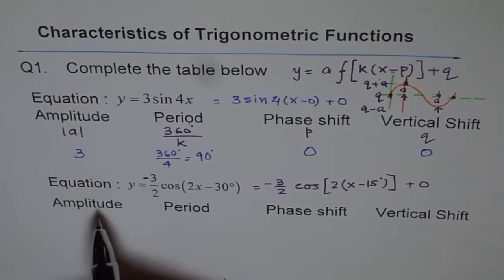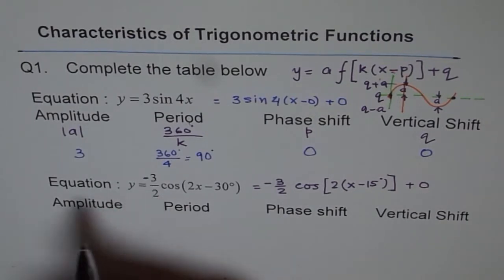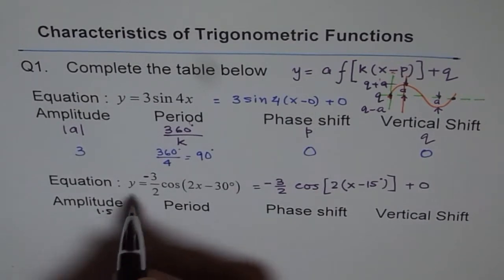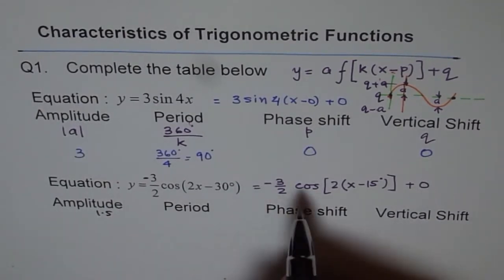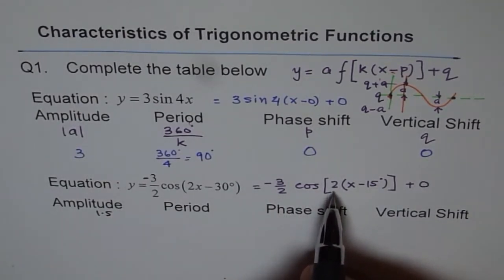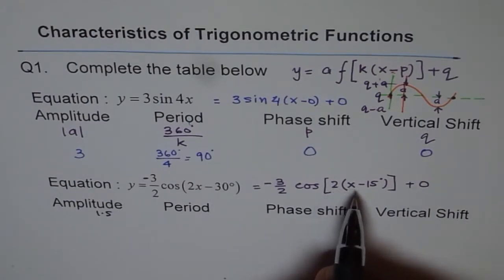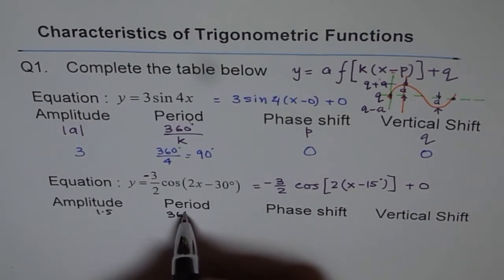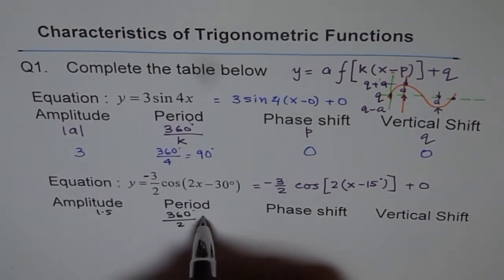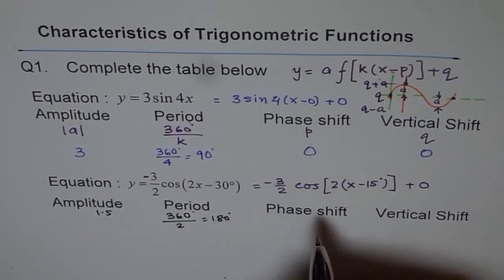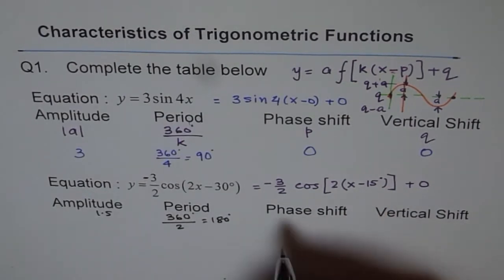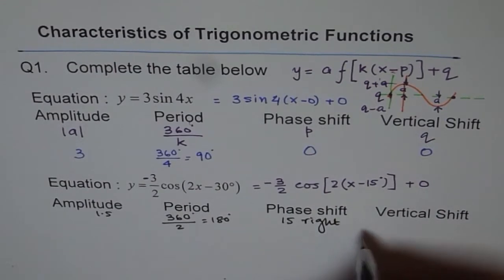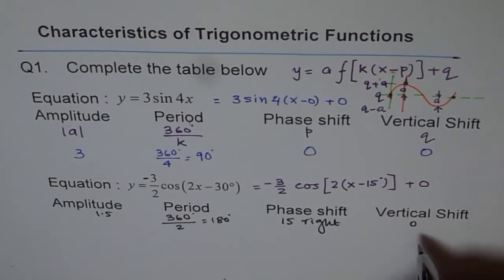Now, let's get back to the problem. So 3 over 2 is your amplitude, the absolute value. So it is 1.5. I can write 3 divided by 2. And as you can see now, there are 2 waves in one full circle, so the time period is 360 divided by 2, which is 180 degrees for you. And phase shift is 15 units to right. We can write that like this also. Vertical shift is 0. Okay.